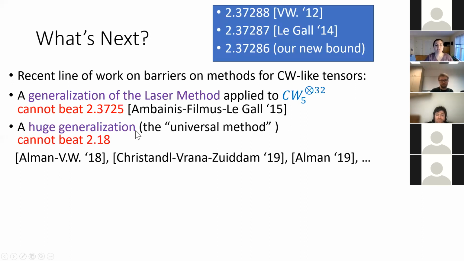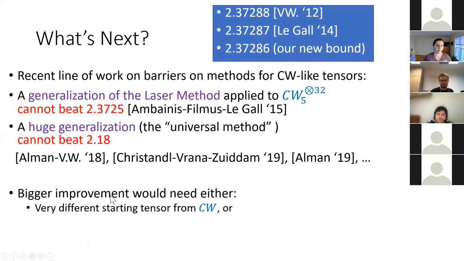But then you can generalize it even more. What if you depart from the laser method much more than this generalization? Then we showed that none of these Coppersmith-Winograd-like tensors will be able to beat 2.18. So we won't be able to go beyond that, though I would love to get there. That would be nice.